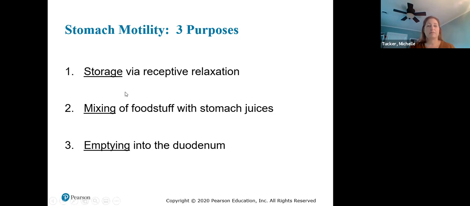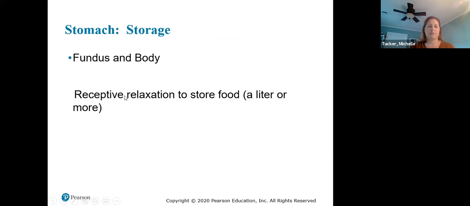The second purpose is mixing of the food with stomach juices. This is the churning, and this is accomplished because it has the circular layer, the longitudinal layer, and then a third layer of muscle that is an oblique layer. That oblique layer is going to enhance the churning action. And then emptying into the duodenum, and we'll look at what controls that rate. We mentioned receptive relaxation to store food up to about 1 liter. Once you go past that point, you may end up vomiting it back out because you've exceeded the storage capacity of the stomach.